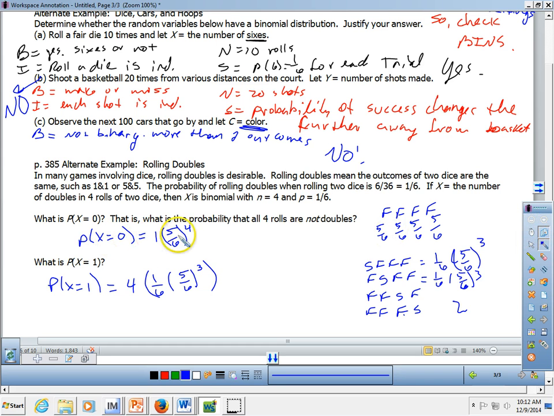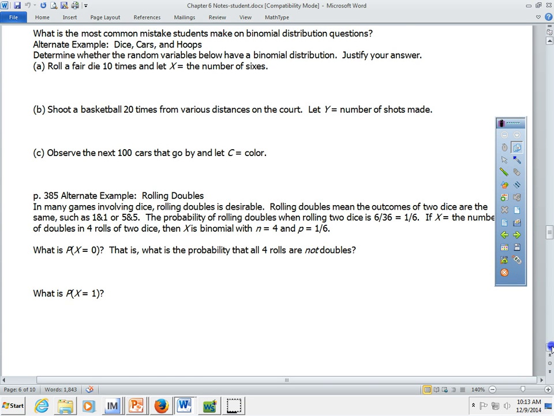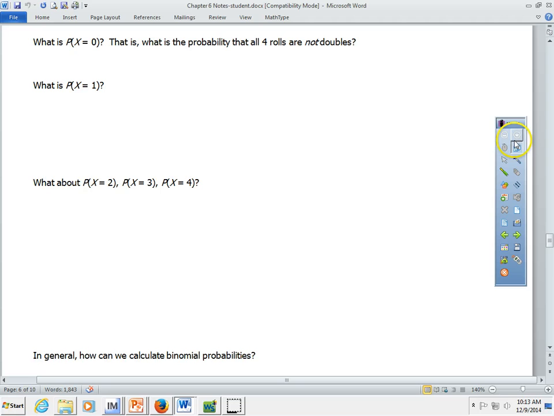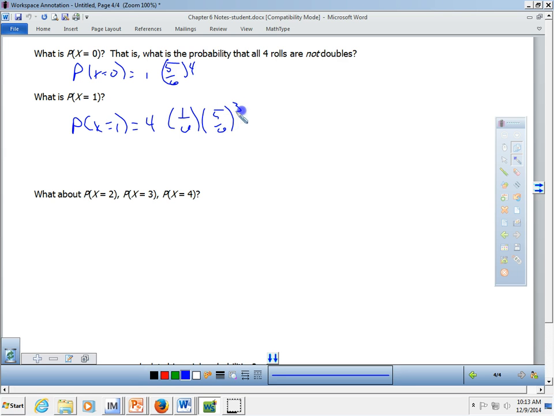So we've got 1, and I want to kind of put these together so we can see them. Okay, so I'll get to write these down pretty quickly. 1 times 5/6 to the 4th. This became 4 times 1/6 times 5/6 to the 3rd. Now, what about x's if we want exactly 2 doubles or 3 doubles or 4 doubles, right? Let's do these pretty quickly and see if we can't find a pattern.